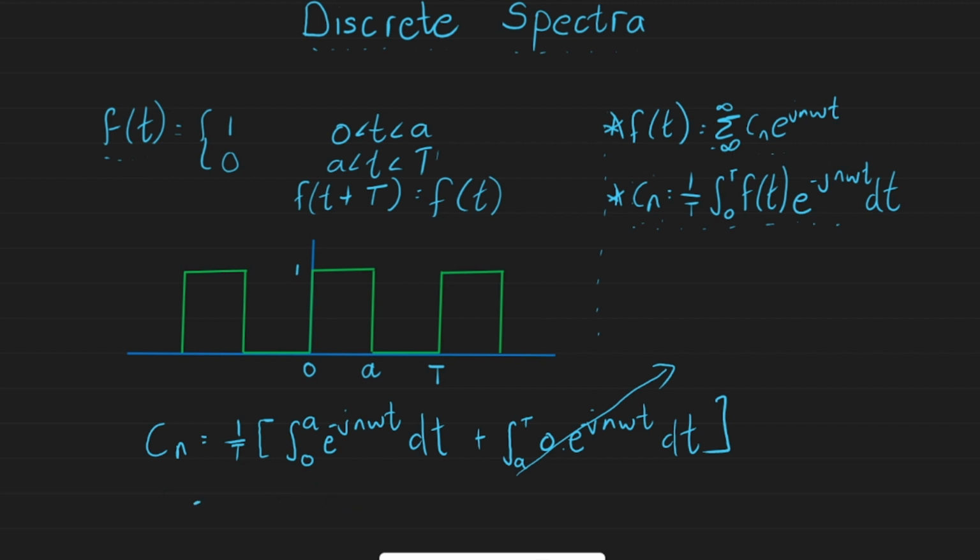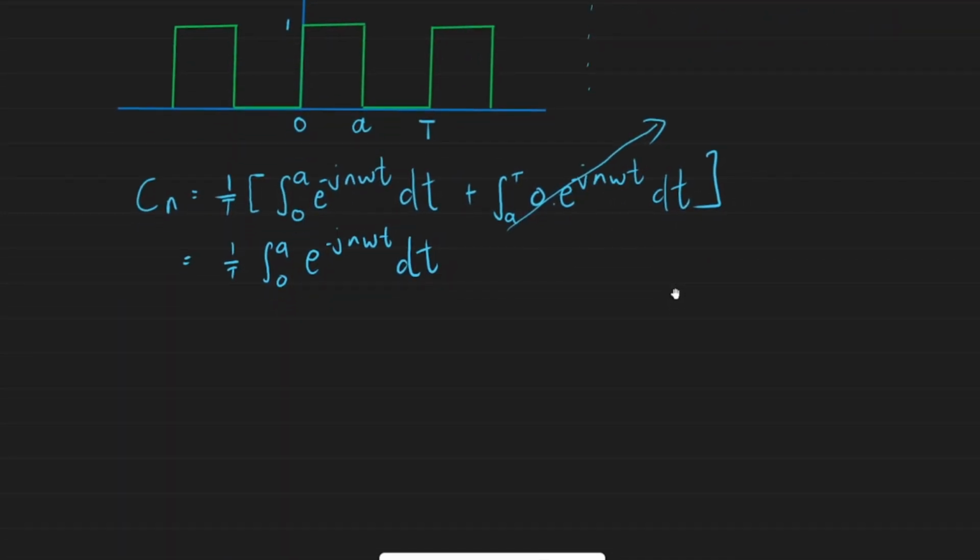So what we're left with is just 1 over T times the integral 0 to a of e to the power minus jn omega t. So this is a simple integral to evaluate. All we are just integrating is the exponential function.